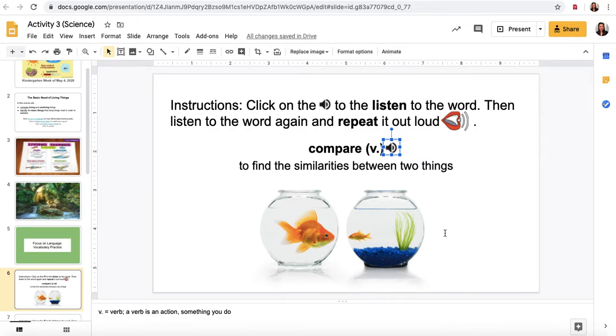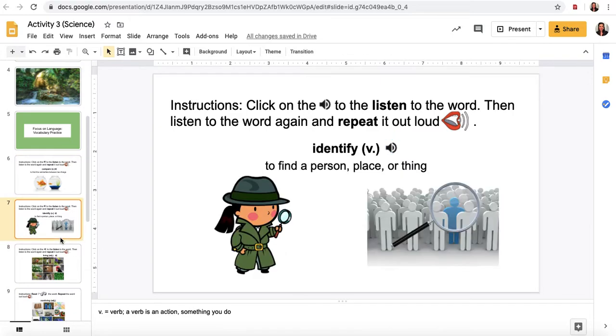Well, I see that they're both fish, right? If I were contrasting them, I would be looking for the differences. And I would say that the one fish, this fish on the left, is bigger than the fish on the right, okay? Another fancy word is the word identify.